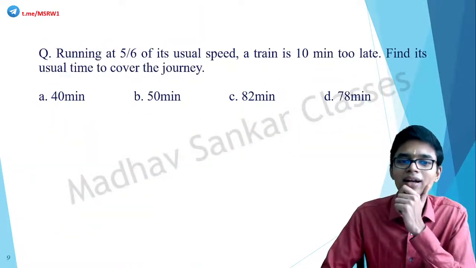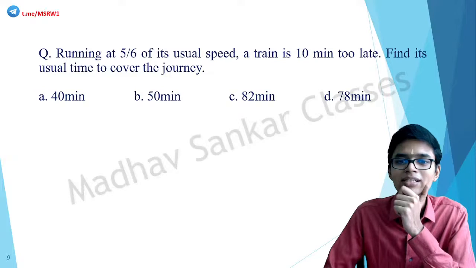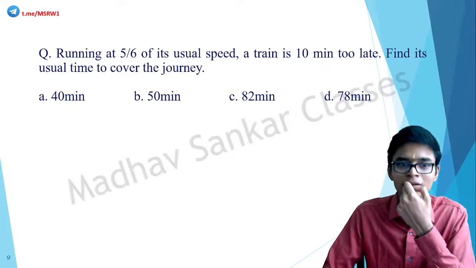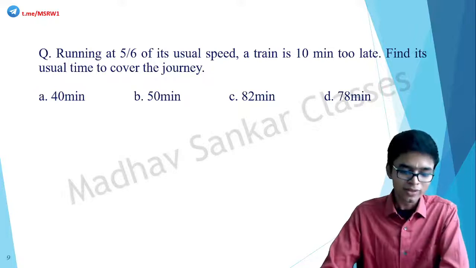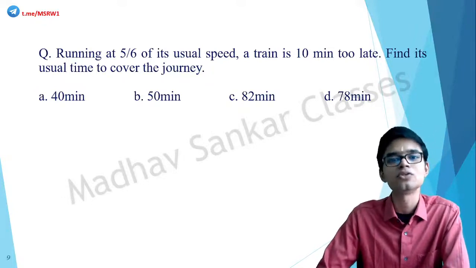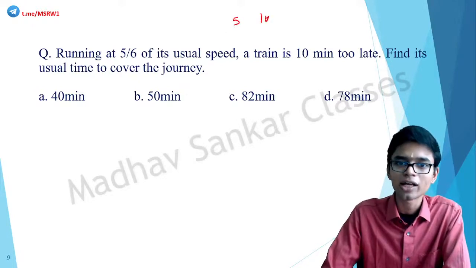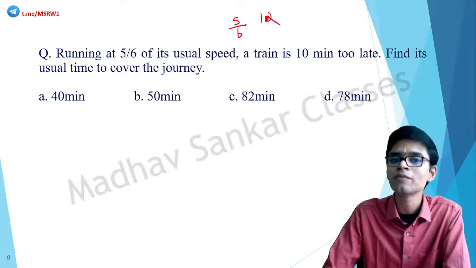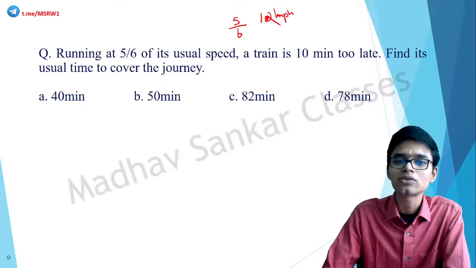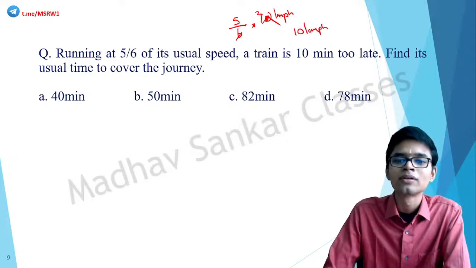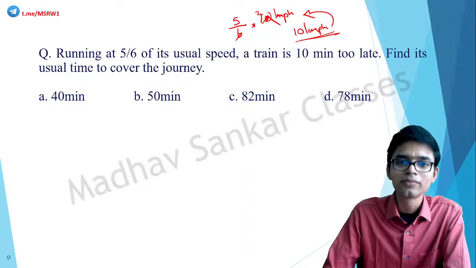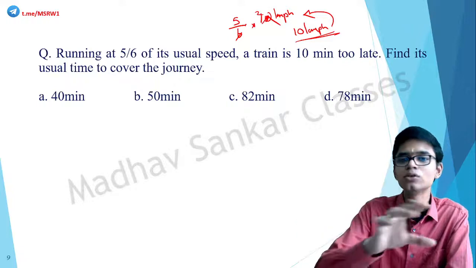Next question. Running at 5 by 6 of the usual speed, a train is 10 minutes too late. Find the usual time to cover the journey. Okay, a train is actually running at 5 by 6 of its usual speed. So if its usual speed is 12 kilometers per hour, then it is actually running at 5 by 6 of this speed, that is only 10 kilometers per hour. Okay, so this is what is given. We have to find the original speed. How do we do this? Again, assume something and then use the formula.